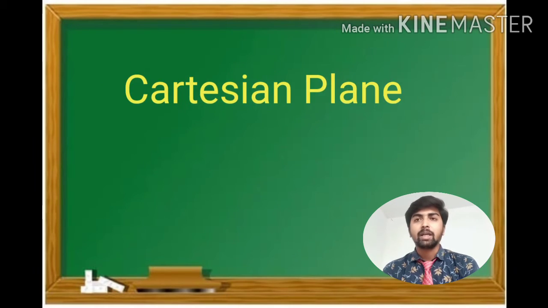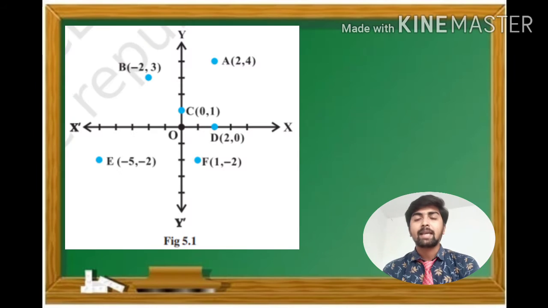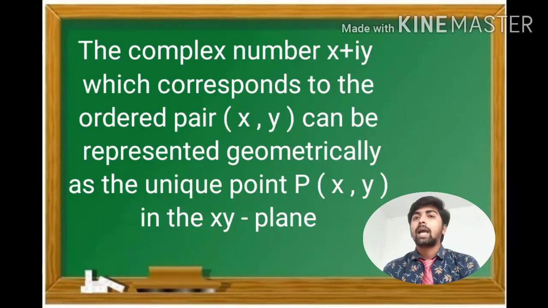Students, from earlier you already know Cartesian plane, that is called also XY plane, where two axes x axis and y axis are mutually perpendicular, and we can represent ordered pair of real numbers xy as a unique point on xy plane. Students, the complex numbers x plus iy, which corresponds to the ordered pair xy, can be represented geometrically as the unique point P xy in the xy plane.